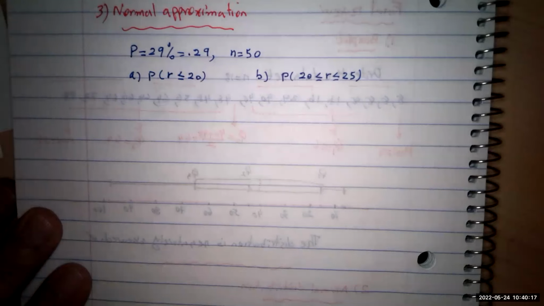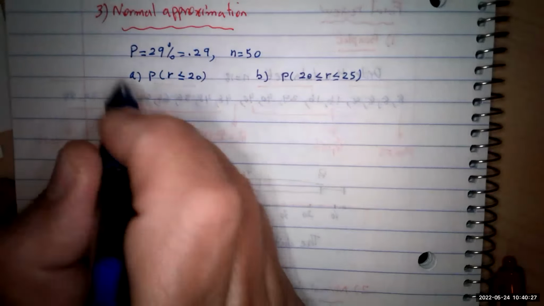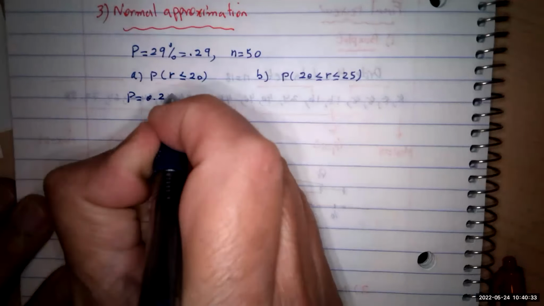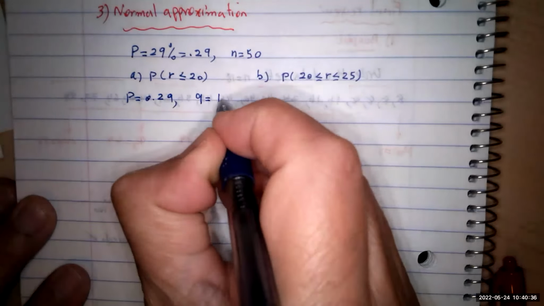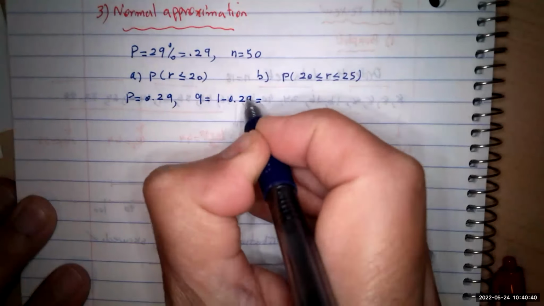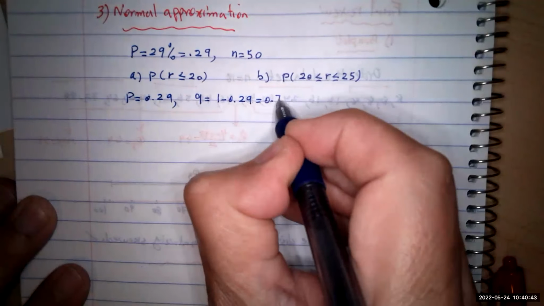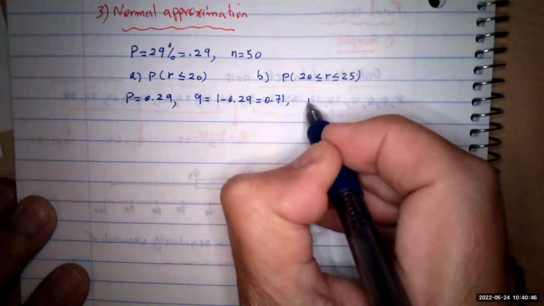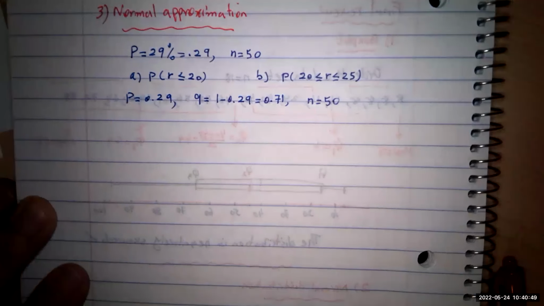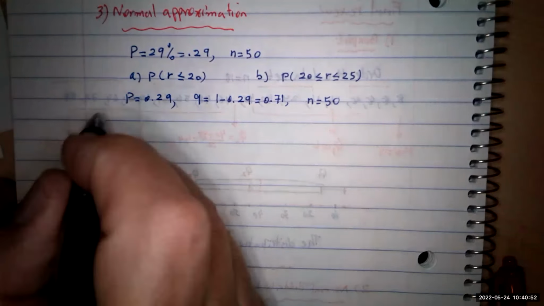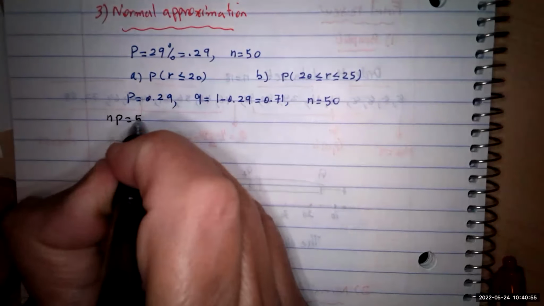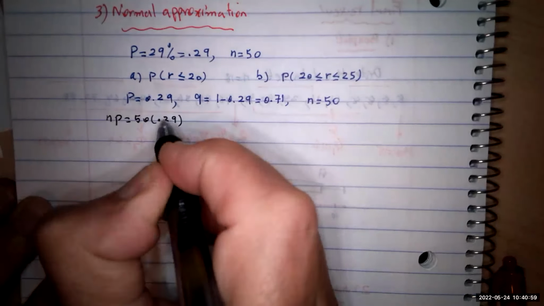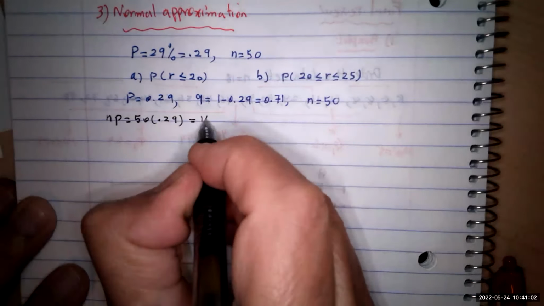Step one, checking. You have to check two conditions: N times P must be bigger than 5, and N times Q bigger than 5. The information that we have is P equal to 0.29. You have to find Q, which is 1 minus 0.29, and this is 0.71. And the sample size is 50. The first condition, N times P, is 50 times 0.29. Carefully find this number, it is 14.5.